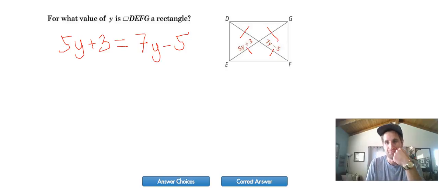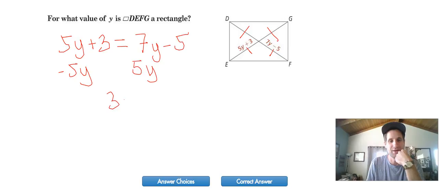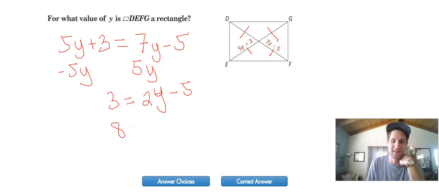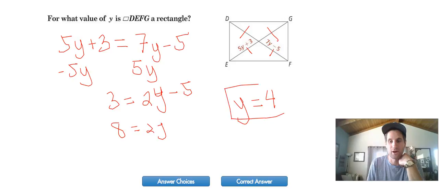So here we go. Subtract 5y from both sides. We get 3 equals 2y minus 5. Add the 5 over, we get 8 equals 2y. y is going to equal 4.